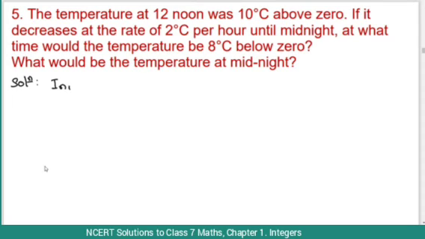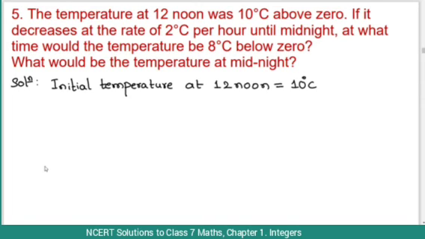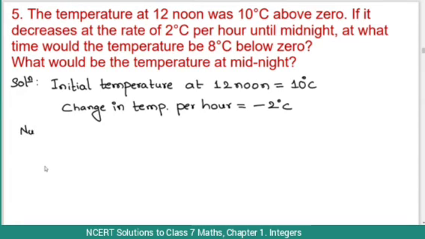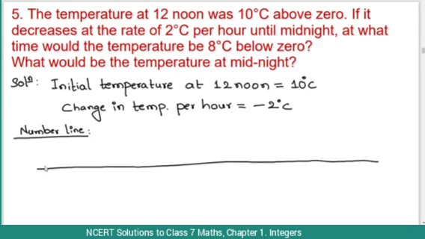Here, the initial temperature at 12 noon is given as 10 degrees Celsius, and the change in temperature per hour is 2 degrees Celsius. It is decreasing, which means we are going to write it as minus 2 degrees Celsius. Now you can solve it by two methods, by drawing a number line or by writing in steps. I will solve it by both methods. First with a number line.